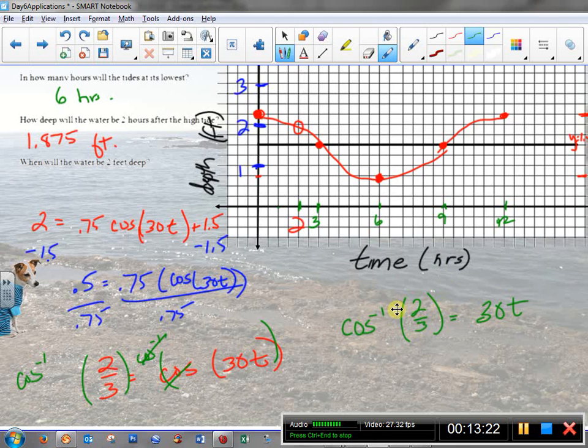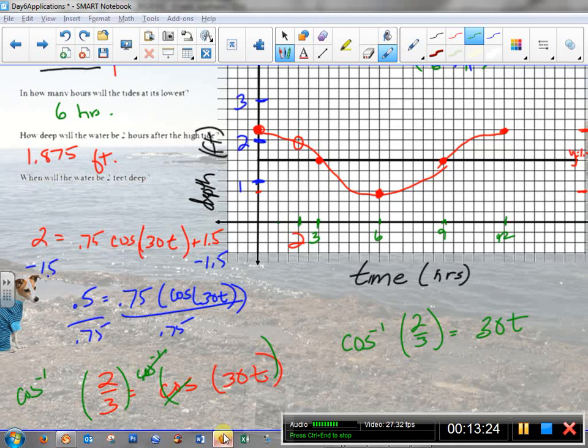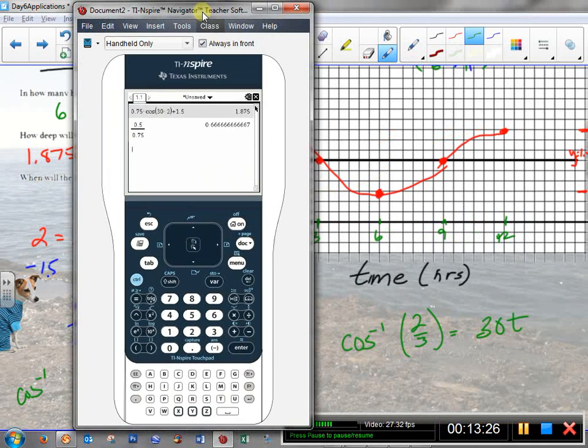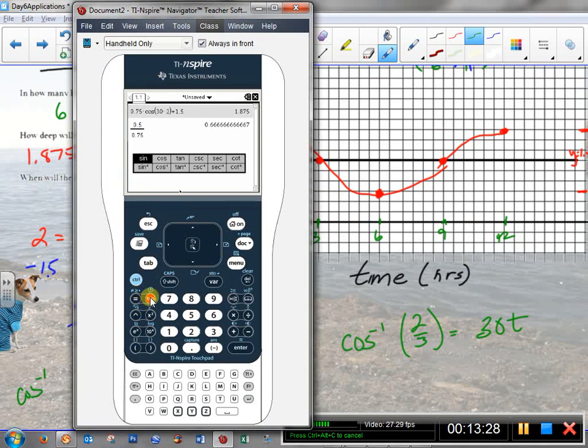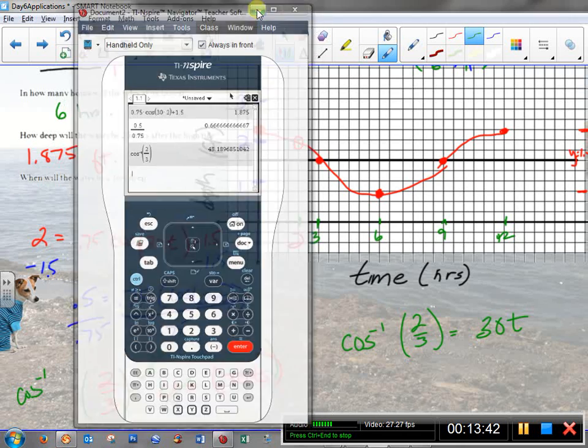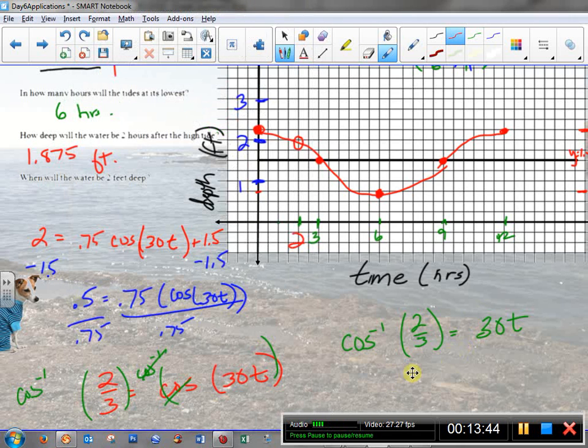We'll pick up our calculator again and ask it to calculate the inverse cosine of 2/3 for us. So we'll go to trig, inverse cosine, 2 divided by 3, and that's going to give us 48.1896. I'm going to do a little bit of rounding here. We'll call that 48.2 is equal to 30t.